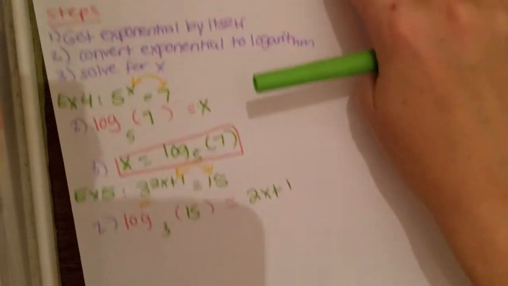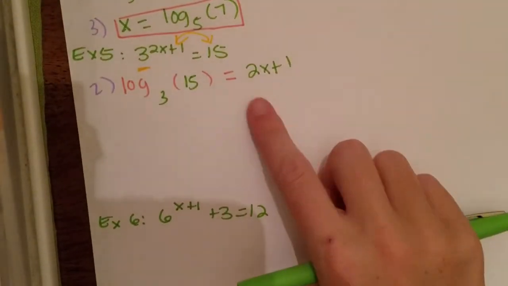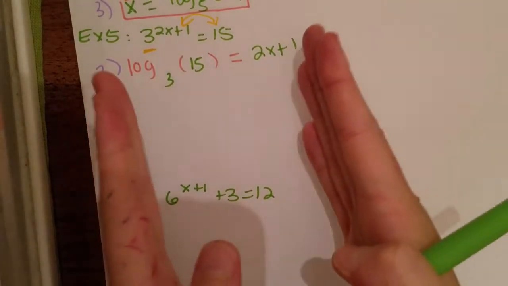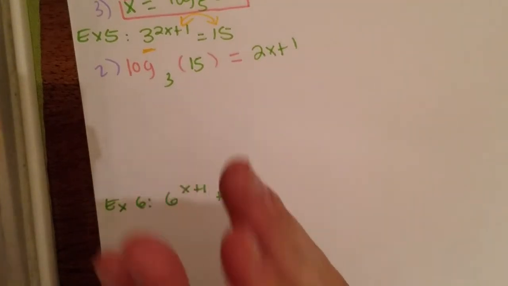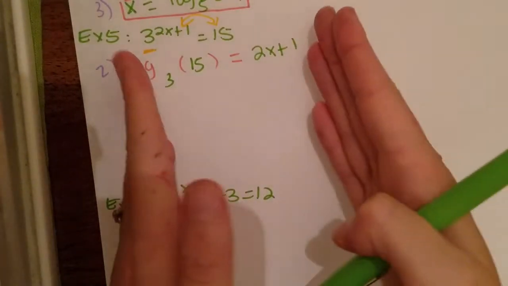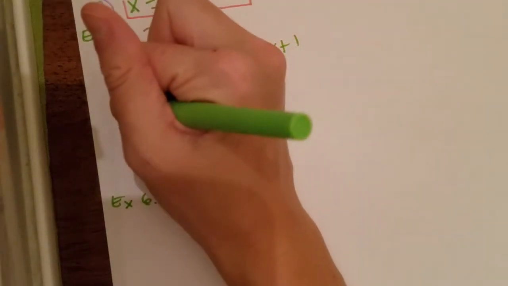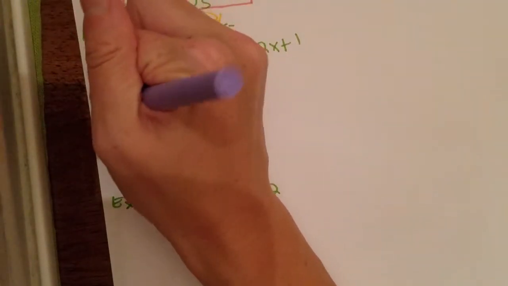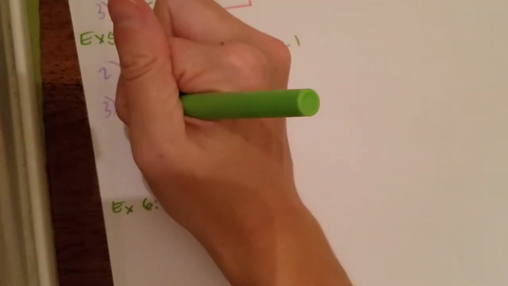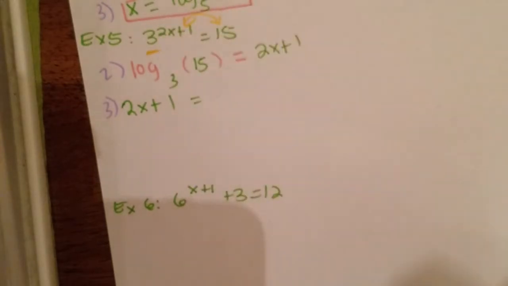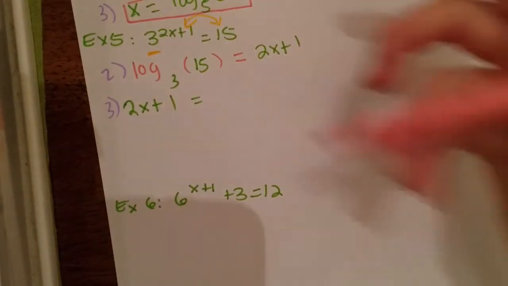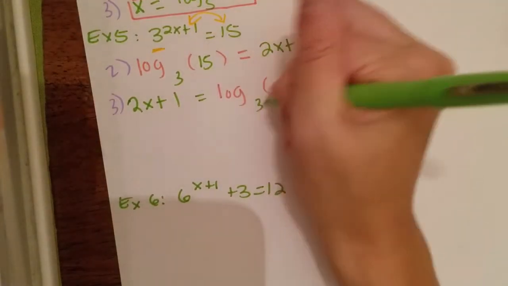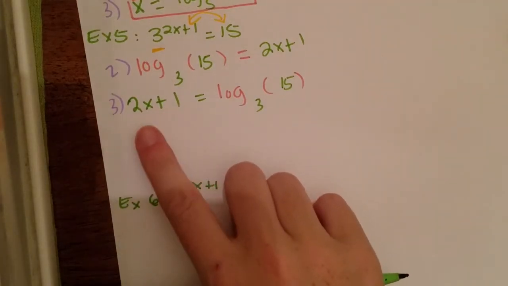Alright, and then from here, step 3 says to solve for x. So I just need to get x on one side by itself. I'm going to go ahead and write my x first, because you know me, I like to have my x on my left-hand side. So I'm just going to flip-flop this equation real quickly so it's not irking me anymore. So this will be our step 3, solving for x. So we have 2x plus 1 equals log base 3 of 15. Okay guys, so all we gotta do is get x by itself.